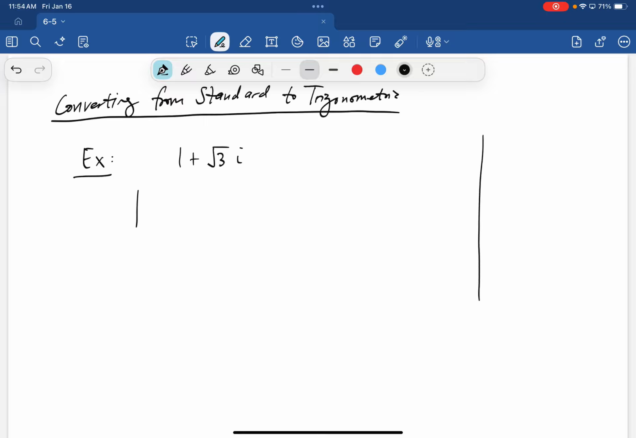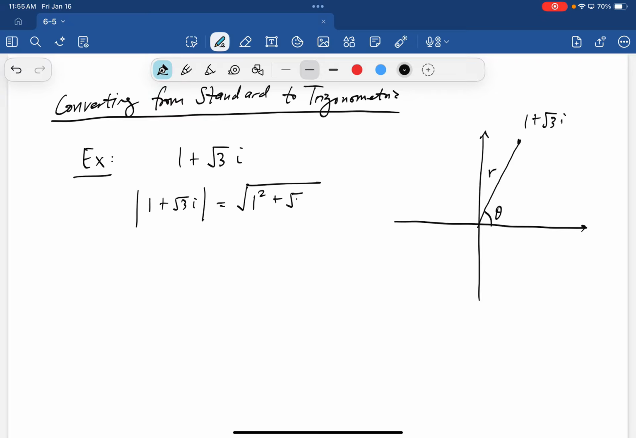If we were to plot this on the complex plane, we would have it somewhere here, 1 plus root 3i. If we're able to calculate this distance here, that immediately tells us r. And if we're able to calculate this angle, that's going to tell us theta. Then we'll have the two numbers that we need for trigonometric form. The magnitude is not hard to calculate. We simply have the square root of 1 squared plus root 3 squared, which is 2. And so that immediately tells us what r has to be. We're halfway done.